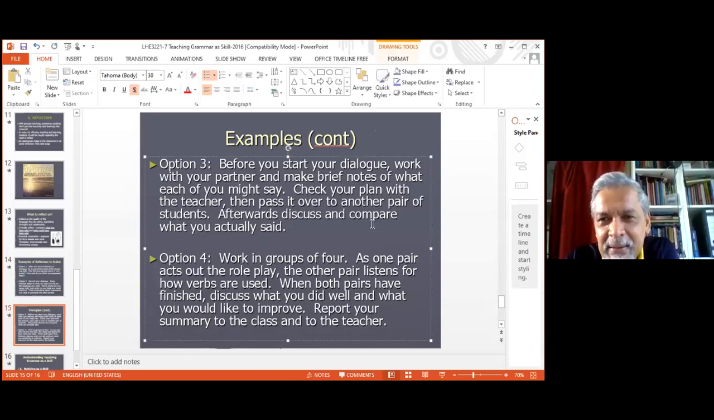Before you start your dialogue, work with your partner and make brief notes of what each of you might say. Check your plan with the teacher, then pass it over to another pair of students. Afterwards, discuss and compare what you actually say. So this is another possibility, where you actually do an analysis in some way, a reflection of what you said. But in this case, there are other people involved as well.